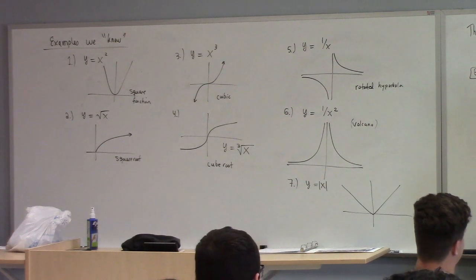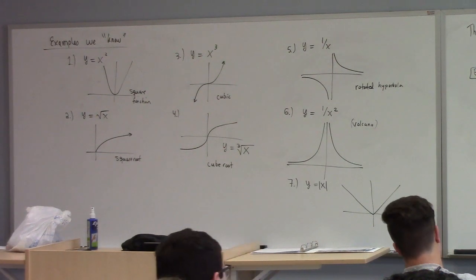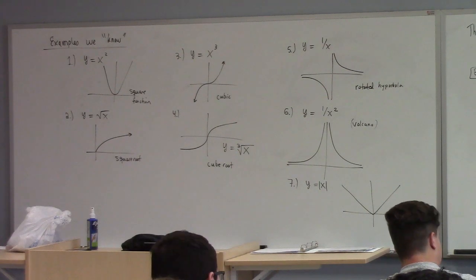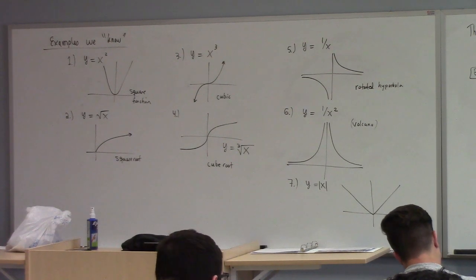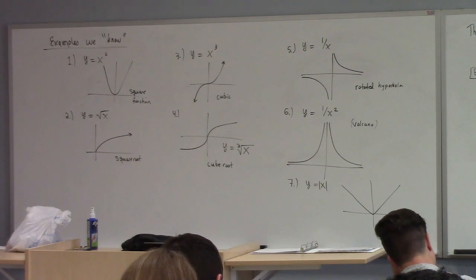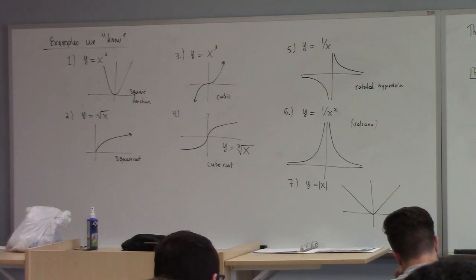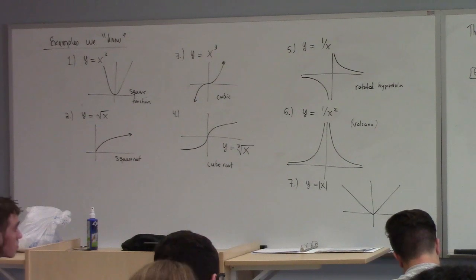Now, listen, anytime you have these kinds of things, you can check your work by checking something pretty obvious, a nice feature of the graph. What's a nice feature of the absolute value graph is where it's got the vertex, where it's got the kink in the graph, the corner. That happens when this is zero.